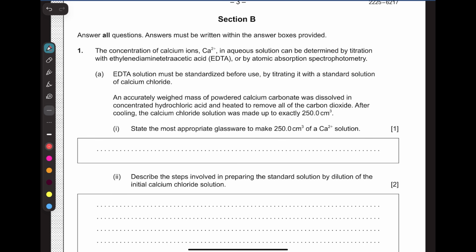Now, first, what would be the most appropriate glassware to make 250 cm³ of calcium 2+ solution? It would be a volumetric flask, right? And you can choose a 250 cm³ volumetric flask because this is a standard size. So it would be a 250 cm³ volumetric flask.